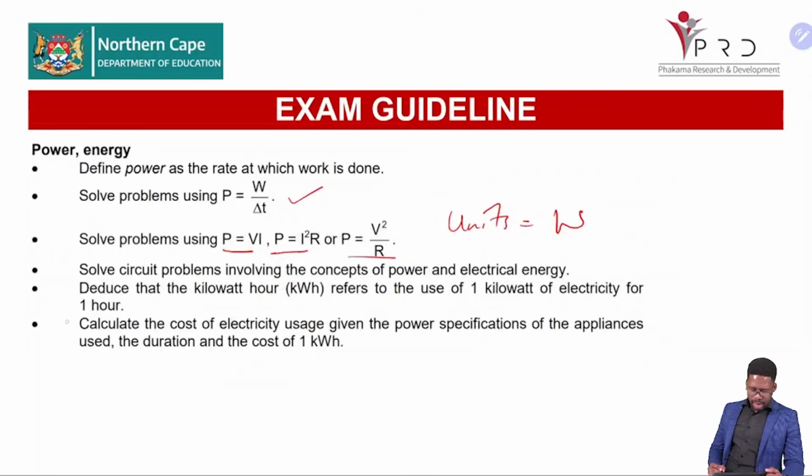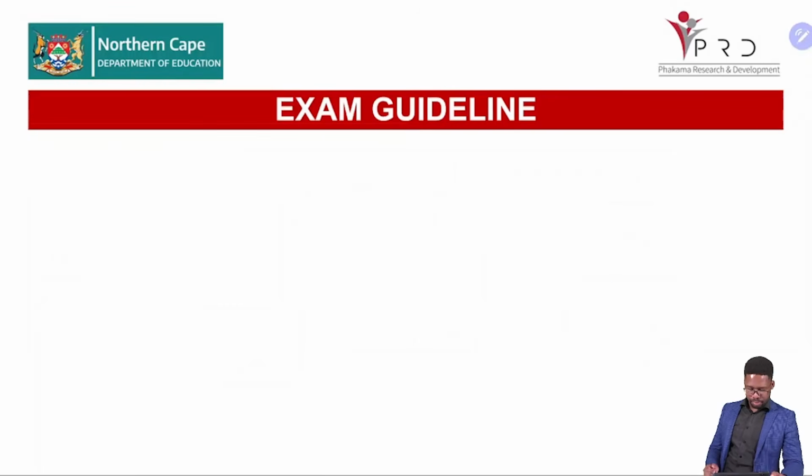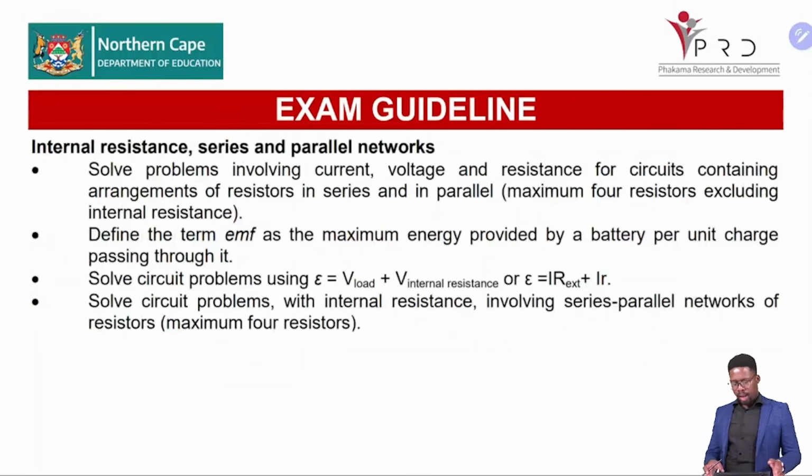Then we'll look at the cost of electricity. It's a question of application, and you can expect such a question. You did it in grade 10, you did it in grade 11. Then, more than anything in grade 12, we are focusing on internal resistance and the EMF. So you'll have to solve problems of current, voltage, and resistance. But you need to know again, we will be limited to a maximum of 4 resistors.